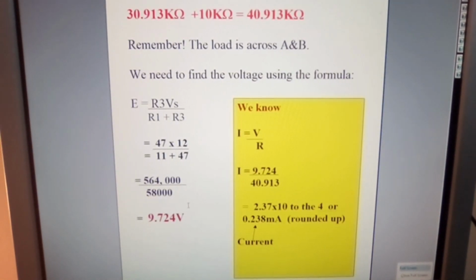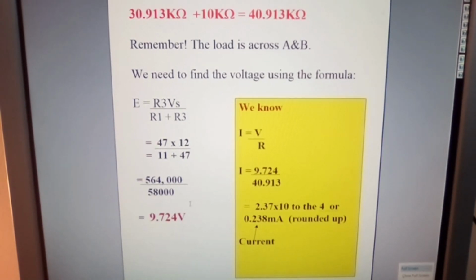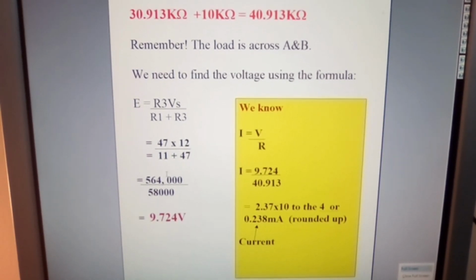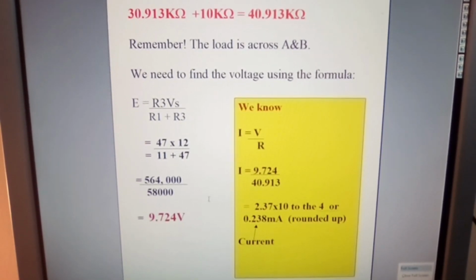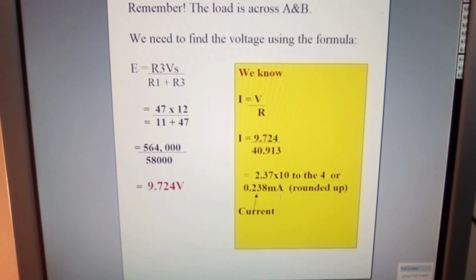Then I've done something here simultaneously, together. So bear with me, but you now need to follow this and apply the calculation for yourself. Here we're looking for I, based on information that we have already been given. And you can see here that it is 0.238 milliamps rounded up.